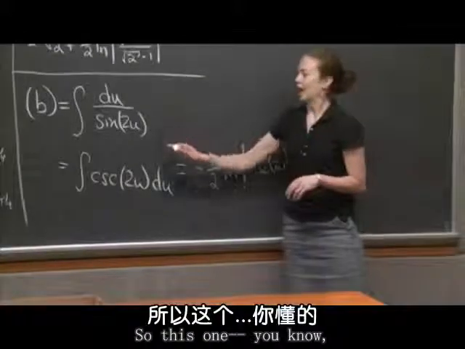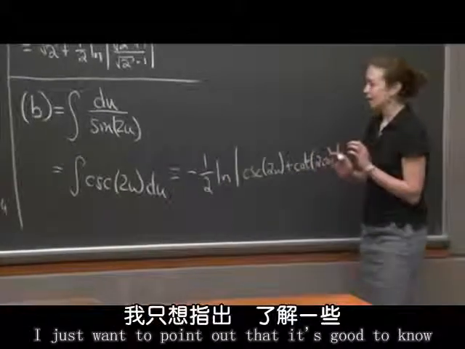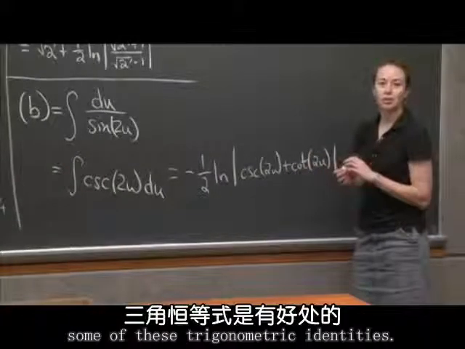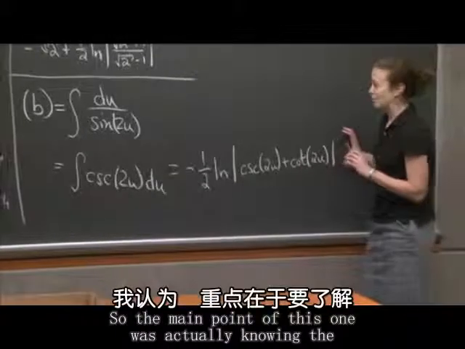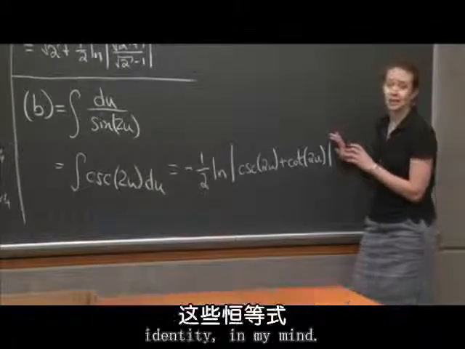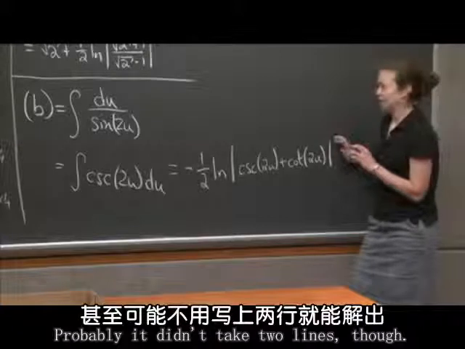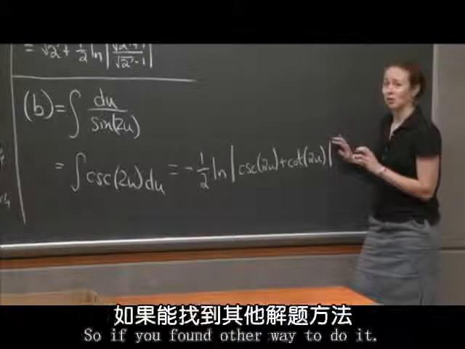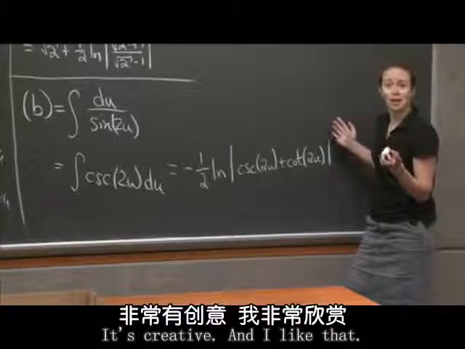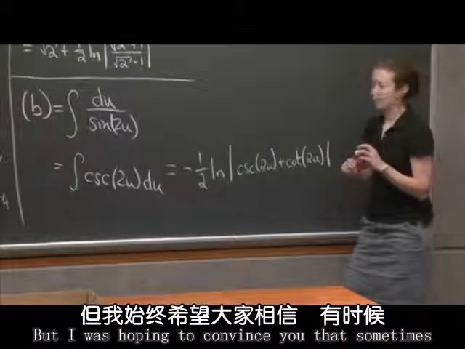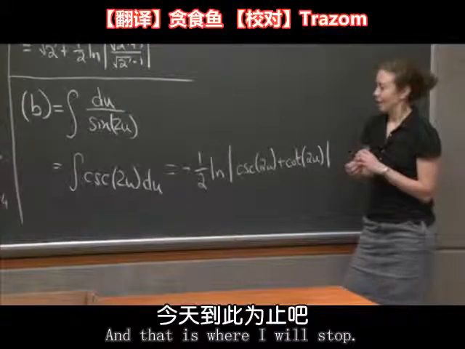So this one, I'm not intentionally trying to trick you. I just want to point out that it's good to know some of these trigonometric identities. It makes solving these problems a lot easier to deal with. So the main point of this one was actually knowing the identity in my mind. Maybe you found another way to do it. Probably it didn't take 2 lines, though. So if you found another way to do it, actually it's good. It's creative, and I like that. But I was hoping to convince you that sometimes it's simple to know a few of these identities. And that is where I will stop.